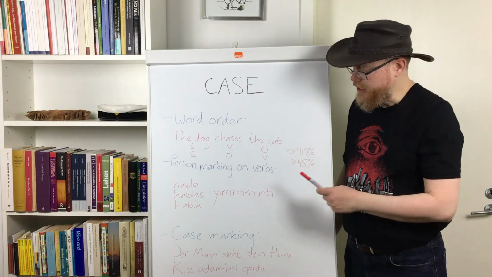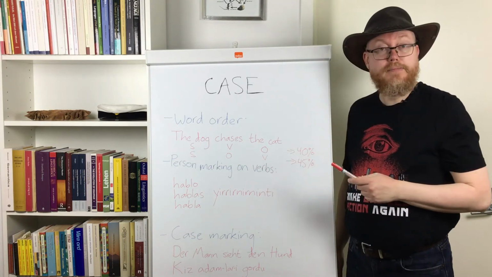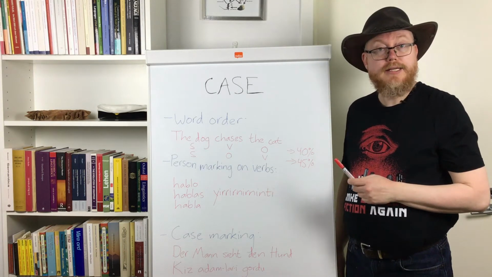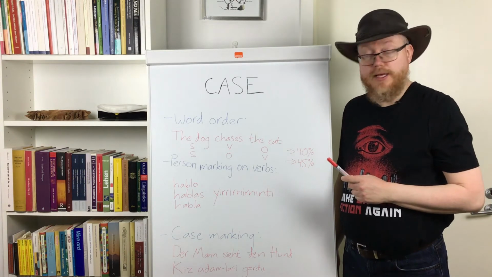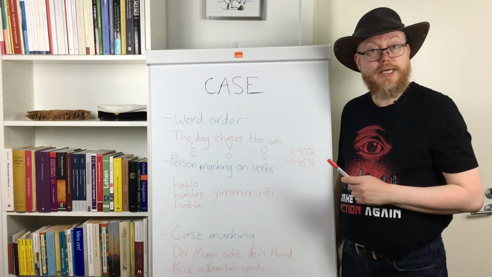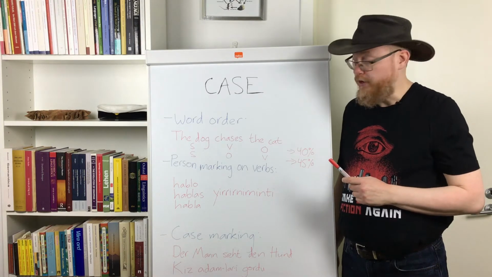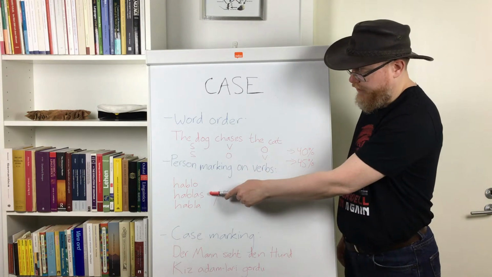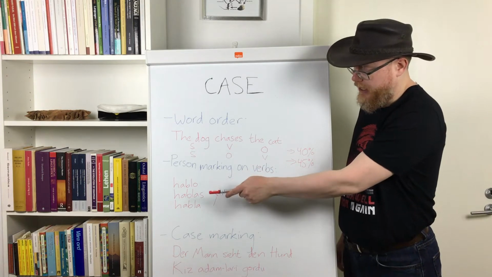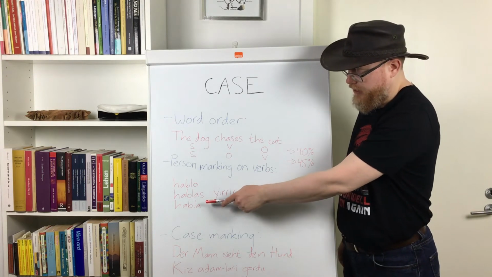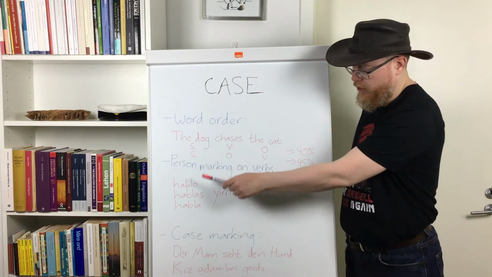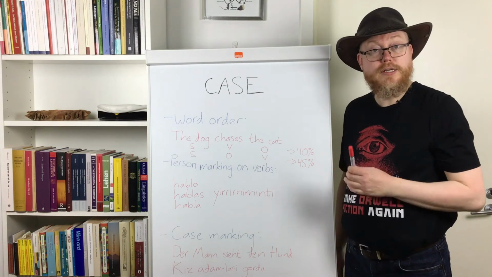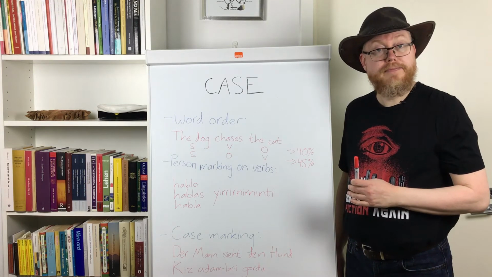The second strategy is person marking on verbs. And in more conservative Indo-European languages, the person of the subject is marked on verbs. So here we have a Spanish example. I speak, you speak, he, she, it speaks. This is very common, to mark the person of the subject on the verb.